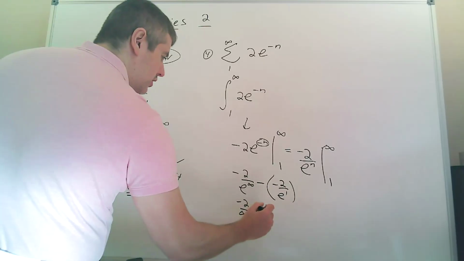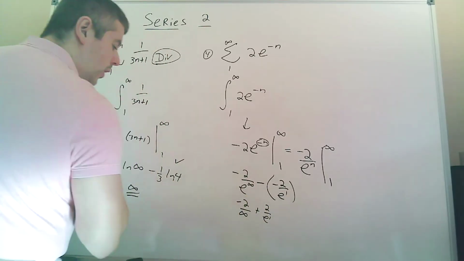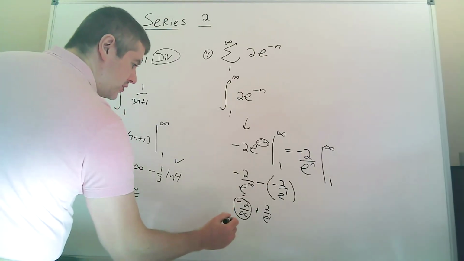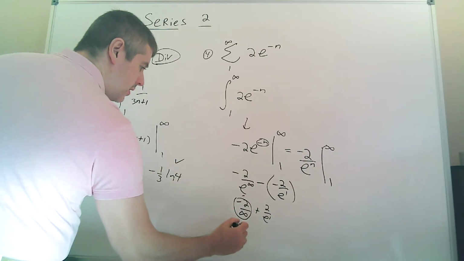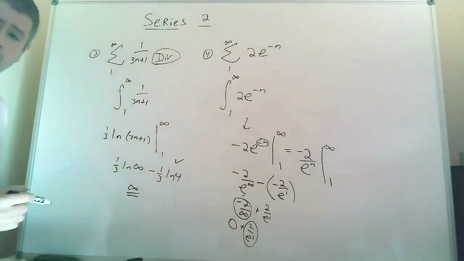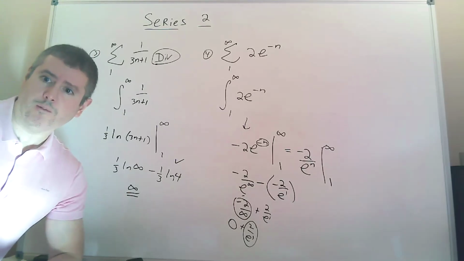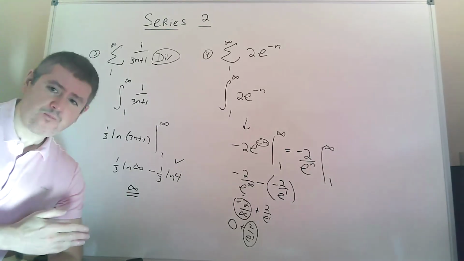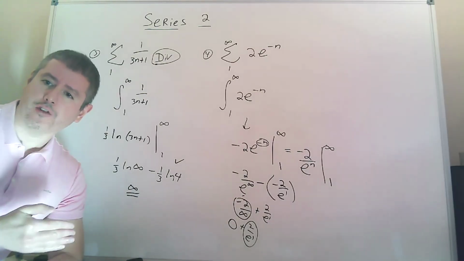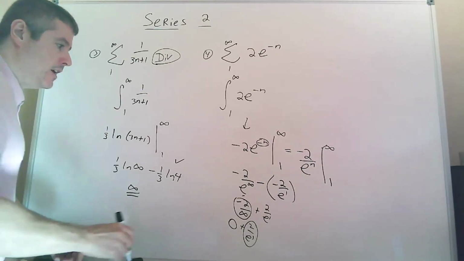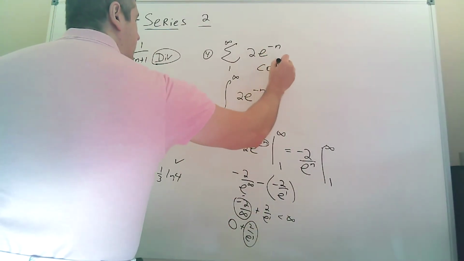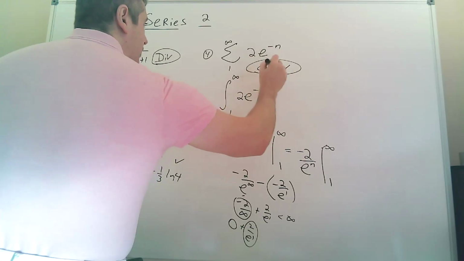Over here, you get plus 2 over e to the 1. Now, this, you're dividing a constant by infinity, just like the example I did before. It's 0. And you have something finite that exists. Now, I have no idea what 2 divided by 2.7 is. It's less than 1. So I know that integral converged. The integral exists. It's finite. This integral worked. Hence, the original series has to converge by the integral test.